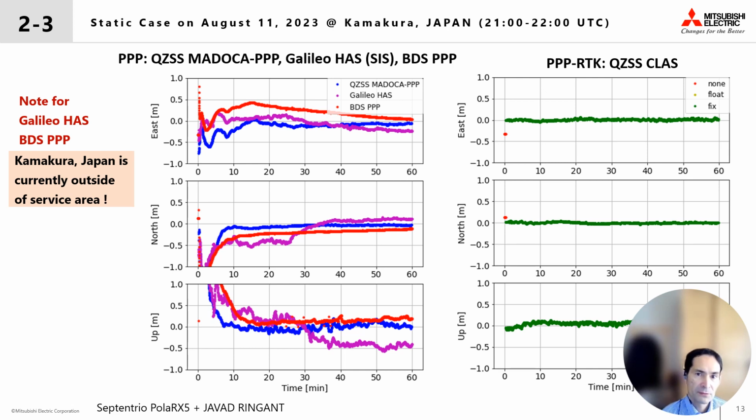The slide shows the positioning result for PPP and PPP-RTK services. The data was collected on August 11, 2023, last year, at Kamakura, Japan. The left figure shows the positioning result for three PPP services. We confirm the positioning has converged for all three services. Please note that Kamakura is currently outside of the service area for Galileo HAS and BDS PPP, so the results are just to confirm the convergence. The right figure shows the positioning result of CLAS PPP-RTK. Just after the correction data has been received, the fixed position can be obtained. So it proves the instantaneous convergence.